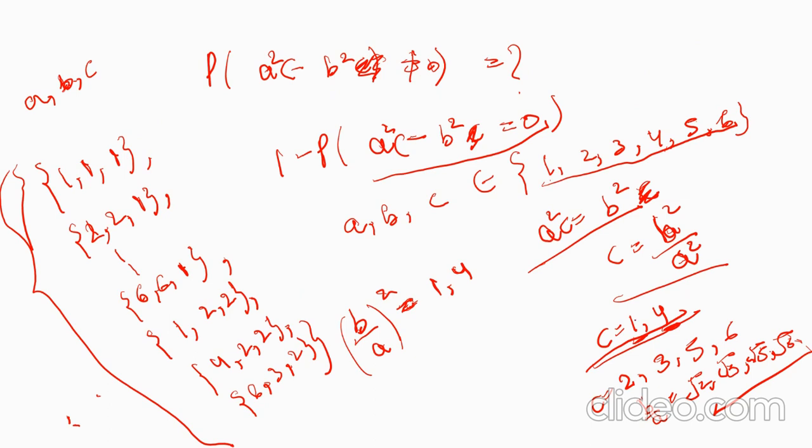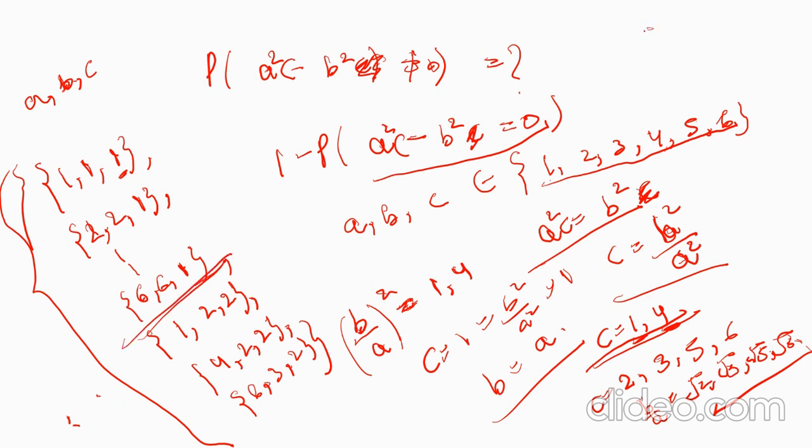Now when will C be 1? When A and B are equal. C is equal to 1 means B square upon A square is equal to 1. That means B is equal to A. Plus minus will not come because the numbers are coming from 1, 2, 3, 4, 5, 6. So C will be 1 when B is equal to A. So 1 comma 1, and this is C 1. When A and B are 2, then C will be 1, up to when A and B are 6, then it will be 1.